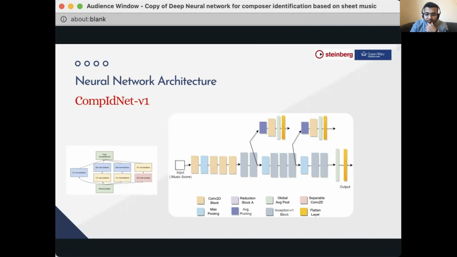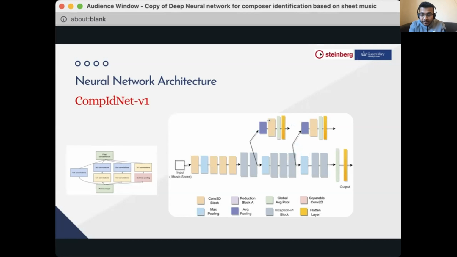Considering the depth of the network, we assume that the composer identification network is likely to suffer from the vanishing gradient problem, which we are able to prevent by adding an auxiliary classifier. You can see here, we are adding two auxiliary classifiers in between the model. In the auxiliary classifier, the softmax function is applied at the end of the network with the inception blocks.